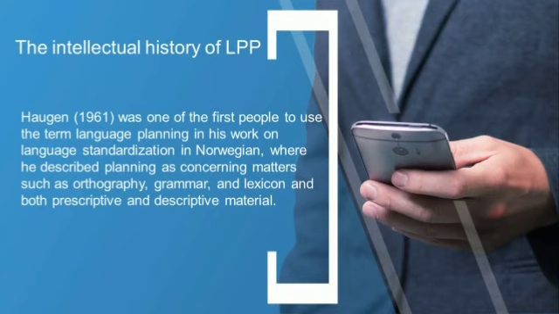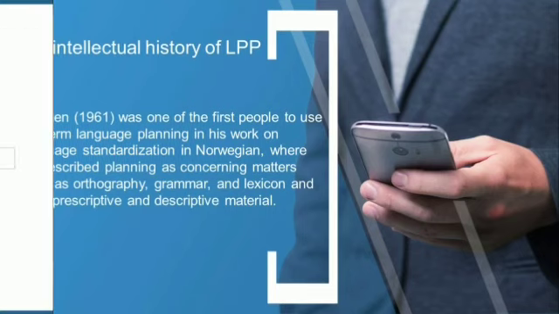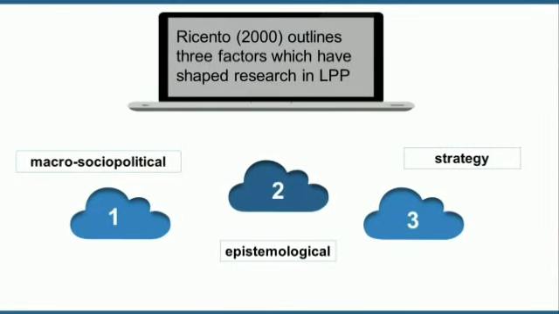Then, how about the history of language policy and planning? Haugen was one of the first people to use the term language planning, in his work on language standardization in Norwegian, where he described planning as concerning matters such as orthography, grammar, and lexicon, with both prescriptive and descriptive material. When we want to conduct research in language policy and planning, Ricento 2000 outlines three factors which have shaped research in language policy and planning. The first is the micro-sociopolitical, the second is the epistemological, and the last is the strategy.